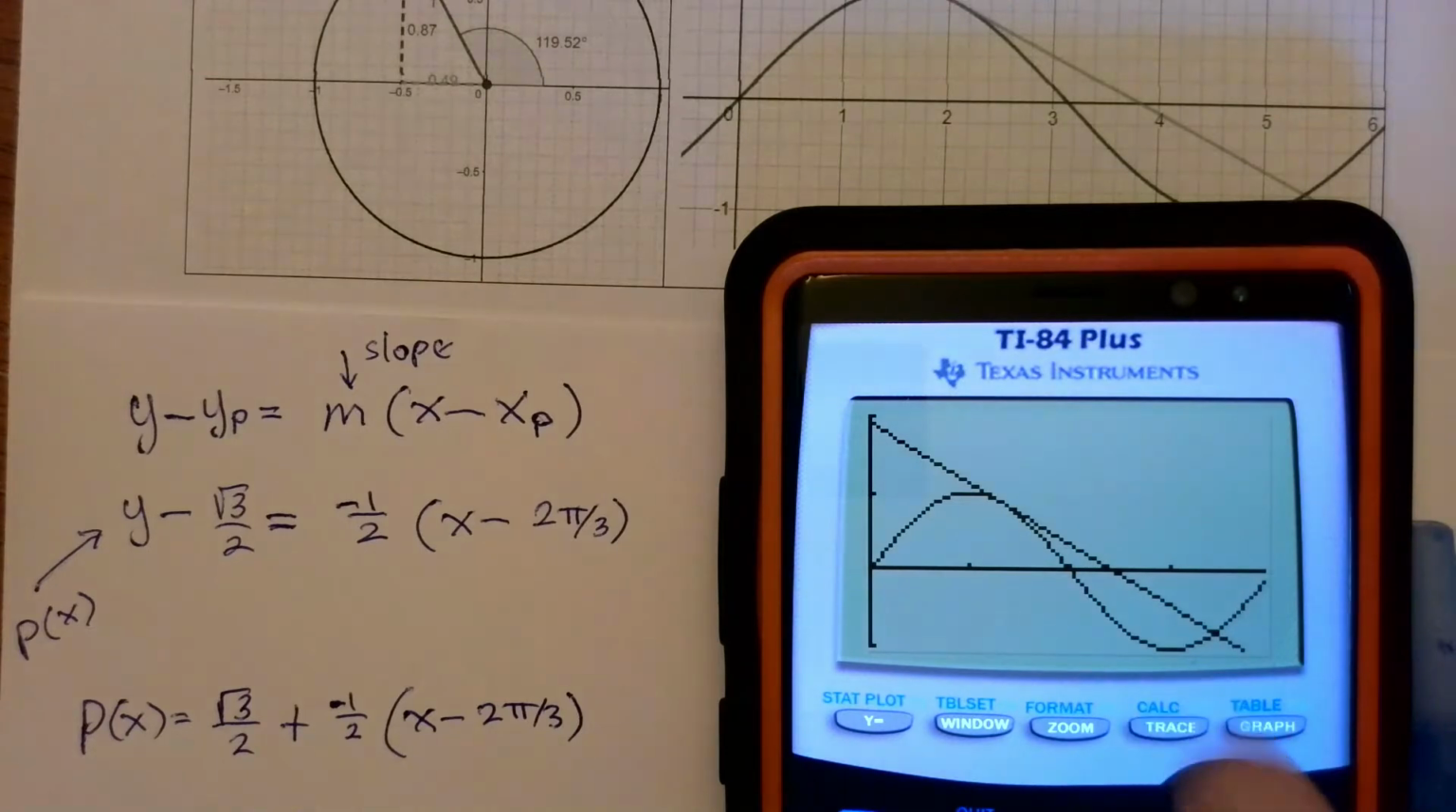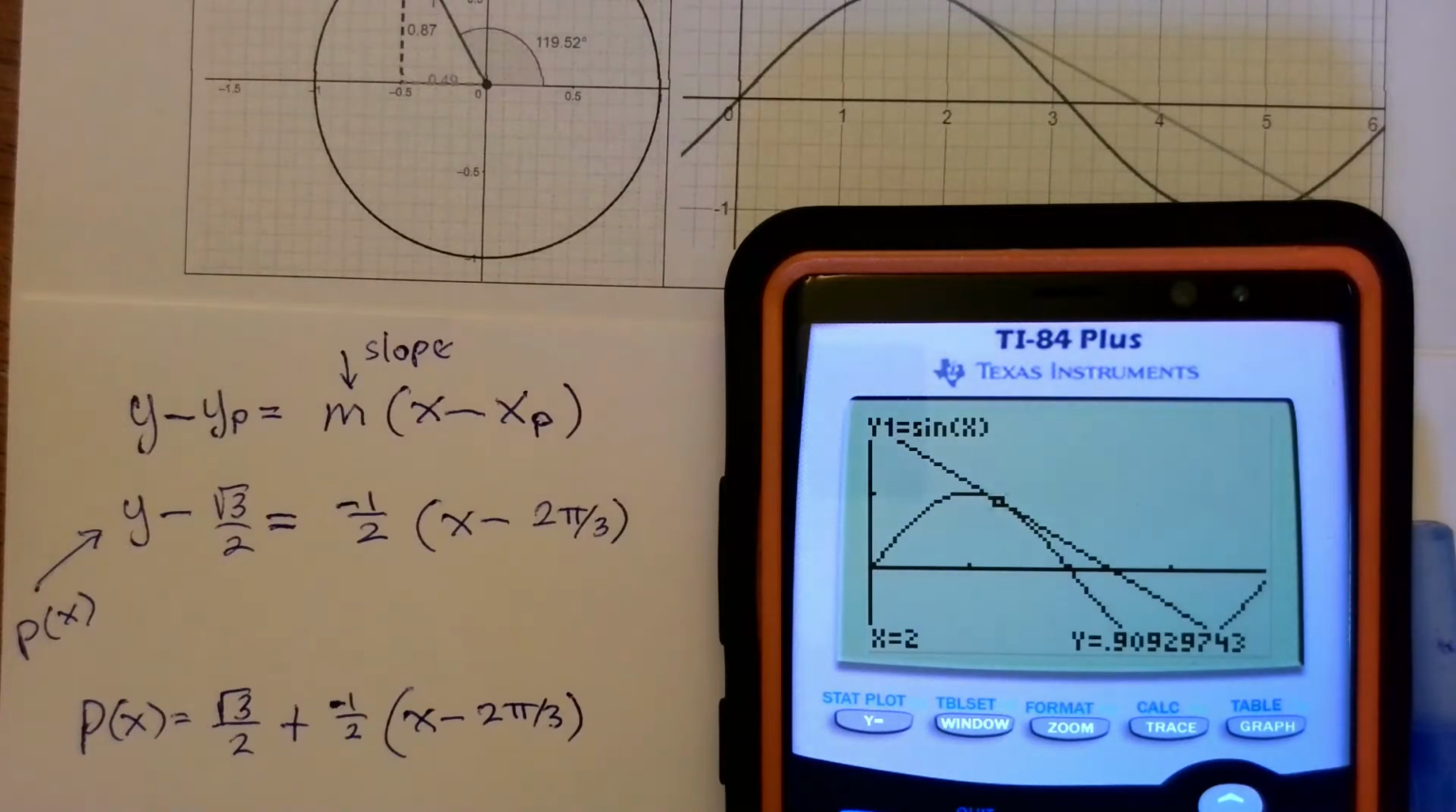But if I go trace onto the sine curve at a value of 2, the sine there is 0.909 roughly. And if I go to the tangent line and trace to 2, I get 0.913. It's higher. Not much higher. It's only 0.004 higher. 4 thousandths of a unit off. That's a pretty good approximation.